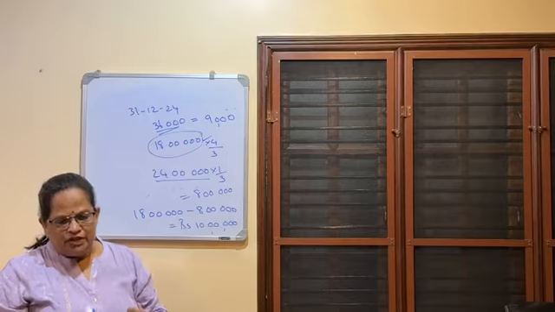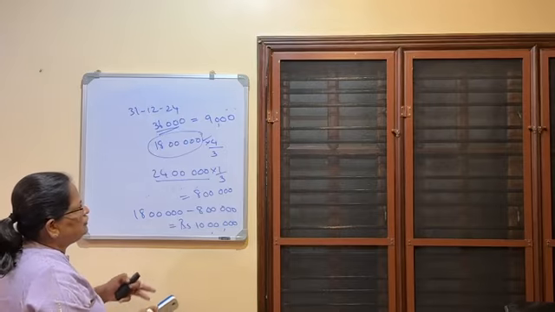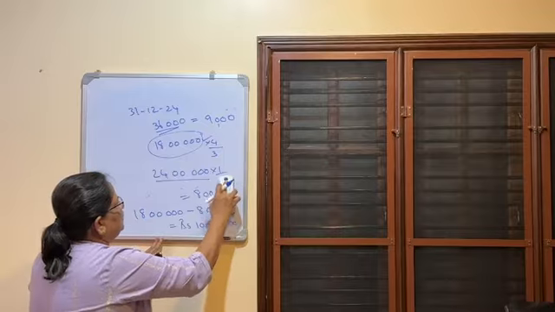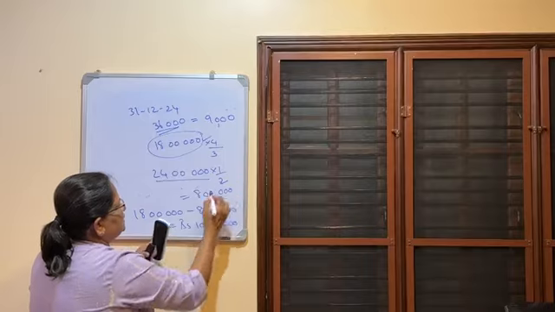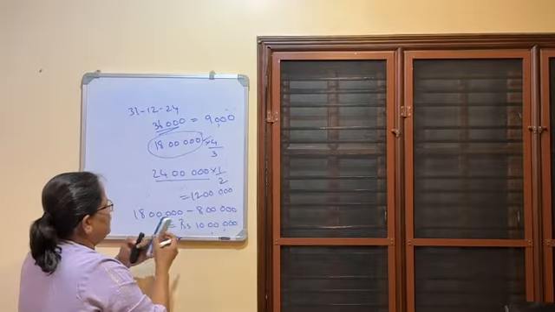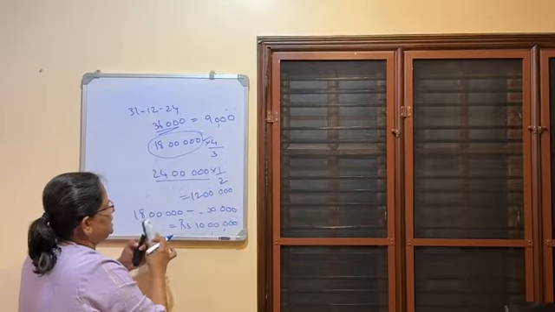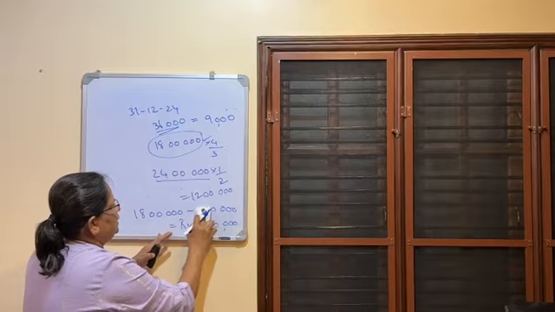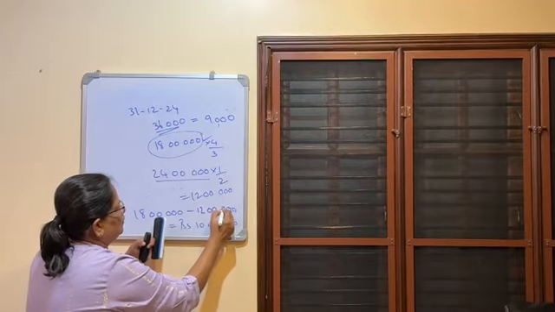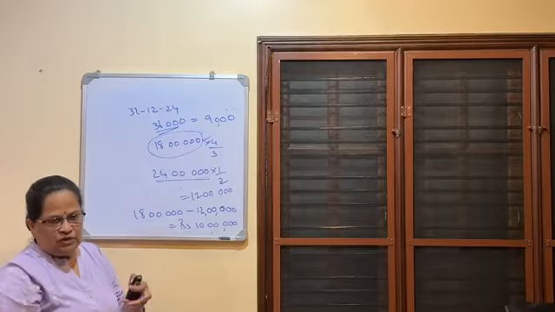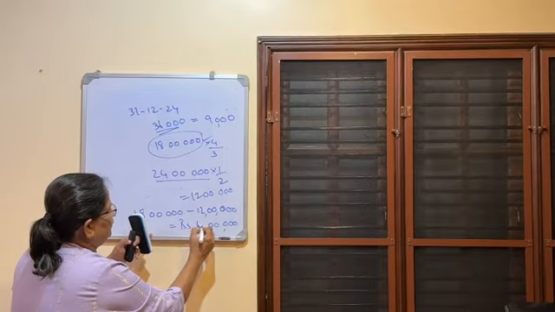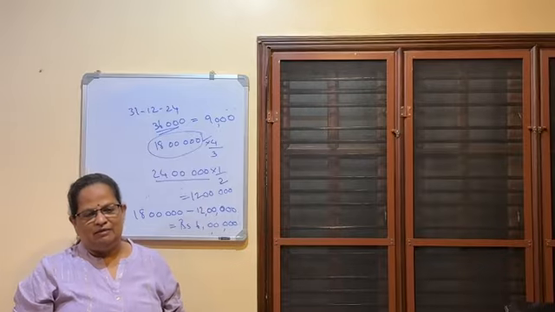Now, if he is not receiving gratuity, half of the value is exempted, that means 1/2. 1/2 is 12 lakhs. So 18 lakhs minus 12 lakhs, how much will he get? 6 lakhs will be taxable. So 6 lakhs will be the taxable value.